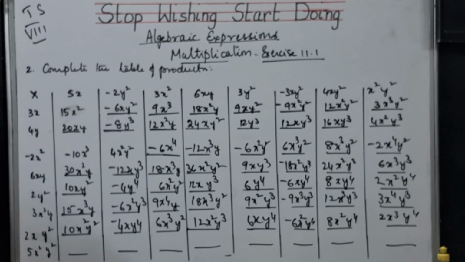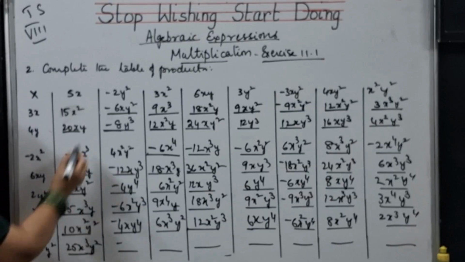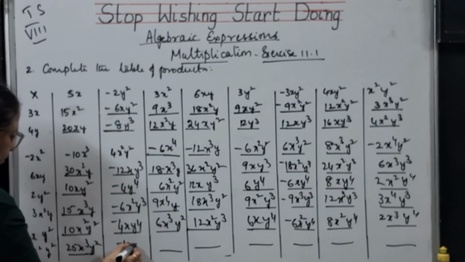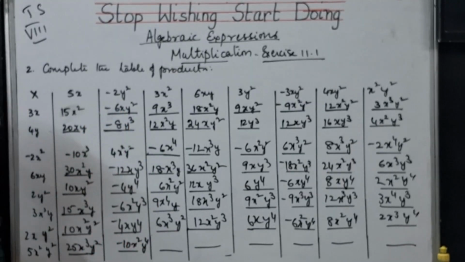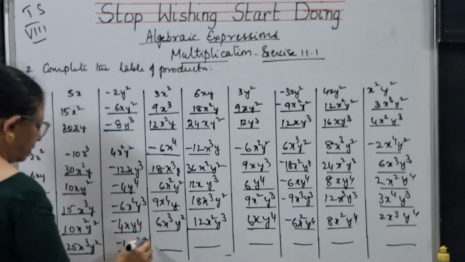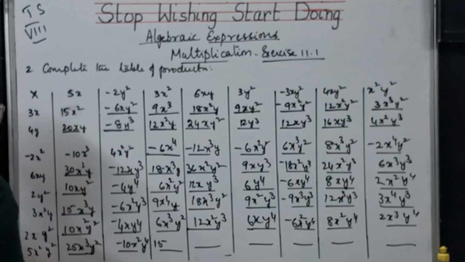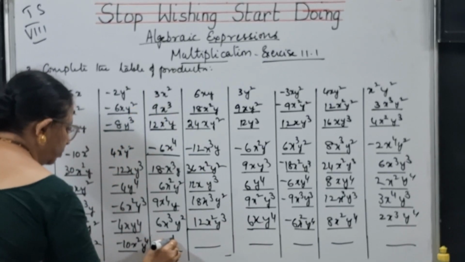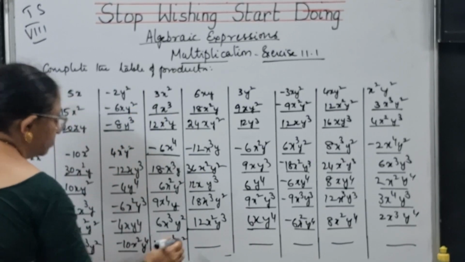Now the last one, children. 5x square y square should be multiplied, so this is a plus. 5 5s are 25 x square into x, x cube y square, and plus into minus is minus. 5 2s are 10 x square y square into y square, y to the power of 4. Both are pluses, so plus. 5 3s are 15 x square into x square, x to the power of 4 y square.